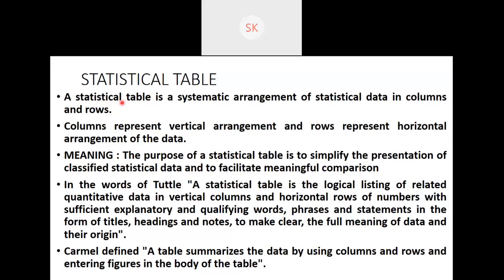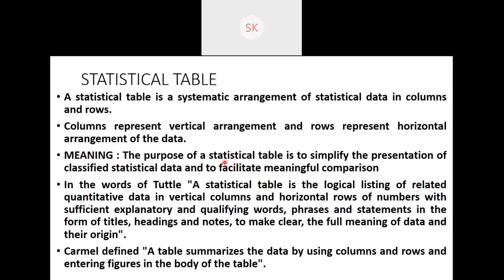So it's a table which is arranged in a systematic order, but then what data is put into it? The statistical data. And it is arranged in columns and rows, where columns represent the vertical arrangement and rows represent the horizontal arrangement. They have just given the same explanation of what columns and rows are. This was one part of the introduction. Now let's understand the purpose of a statistical table.